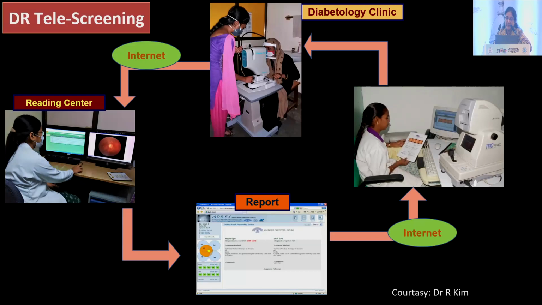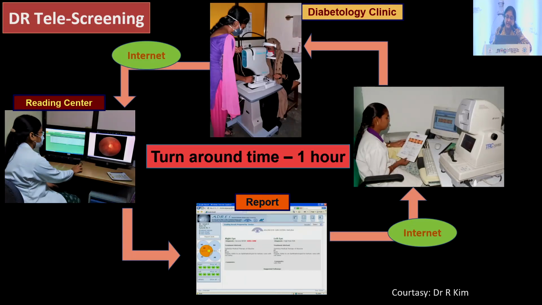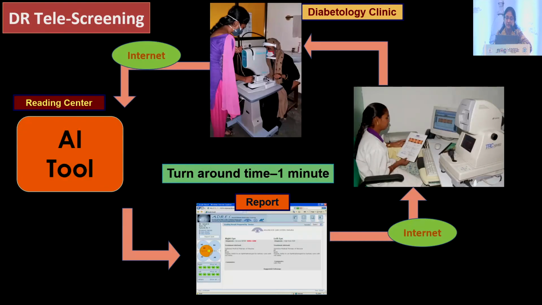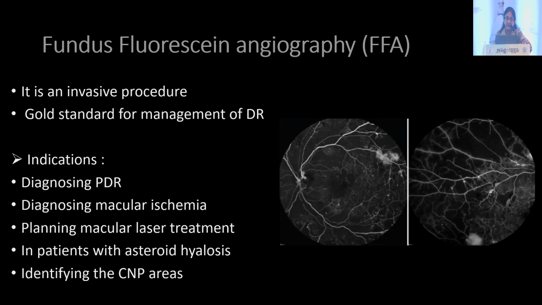This is a slide I borrowed from Dr. Kim. Aravind Eye Hospital and SN are both grossly involved with screening of patients for diabetic retinopathy. As rightly shown, when we are using tele-screening, the turnaround time can be around 1 hour. But when we are using an AI tool, it can be reduced to as short a time as 1 minute.